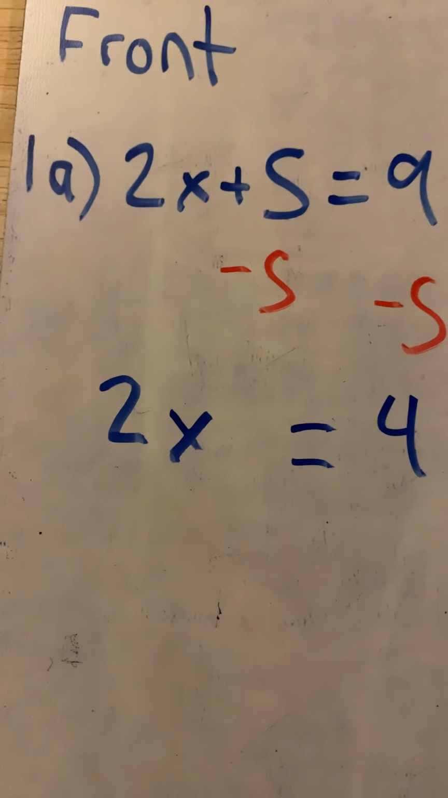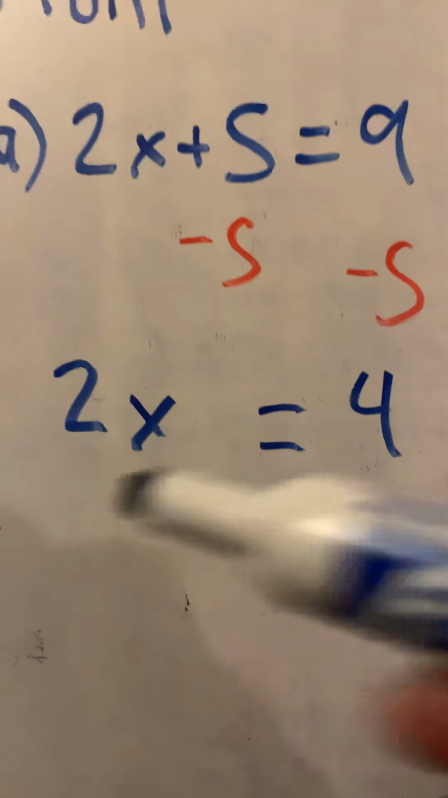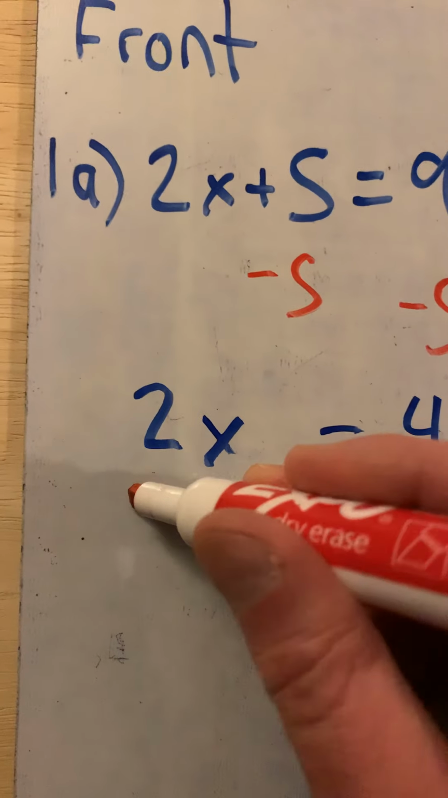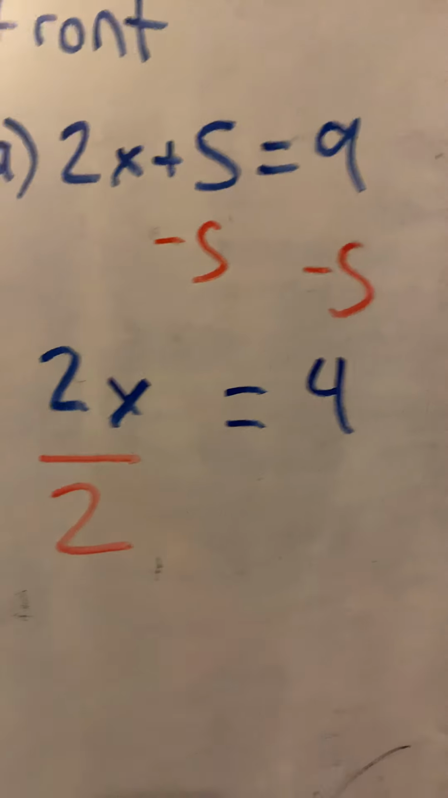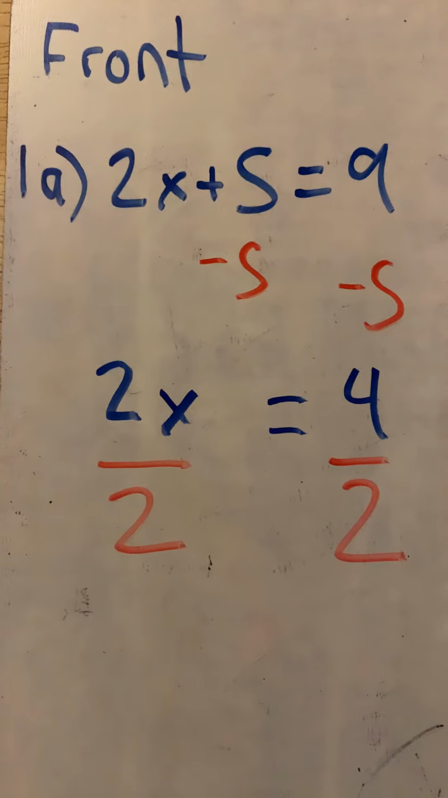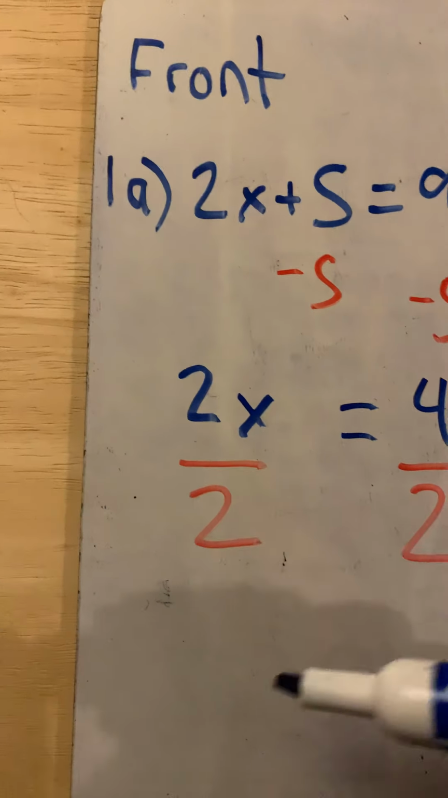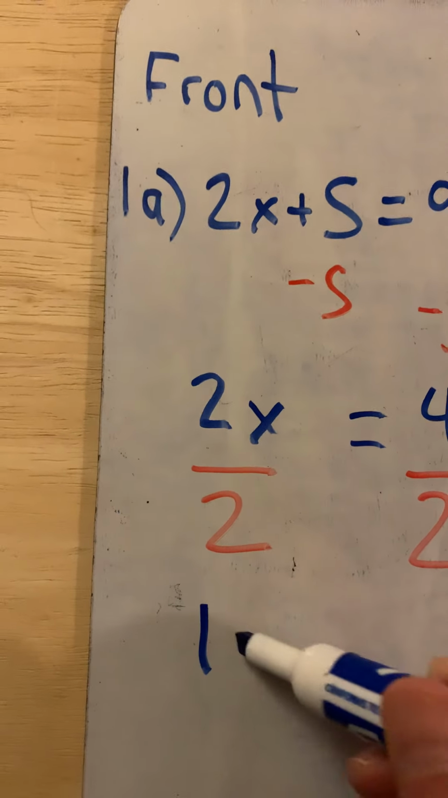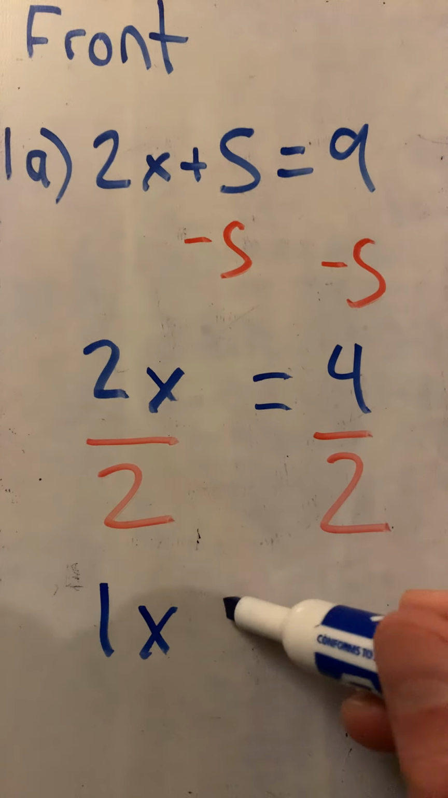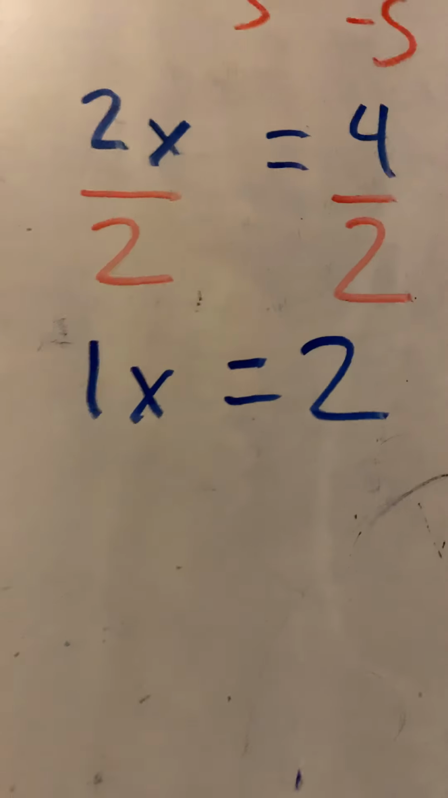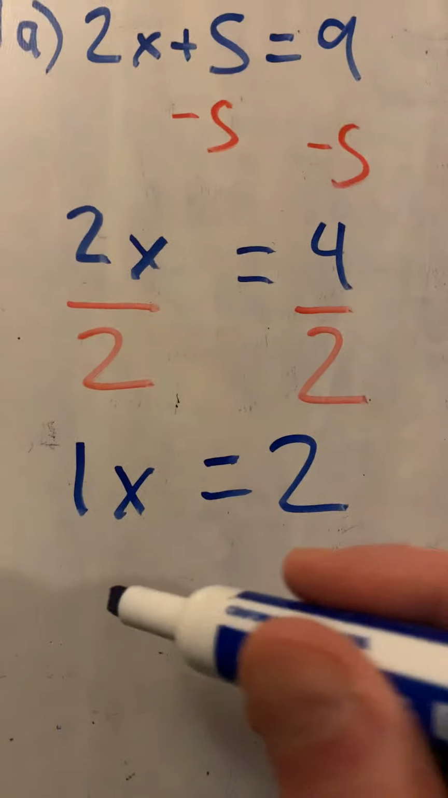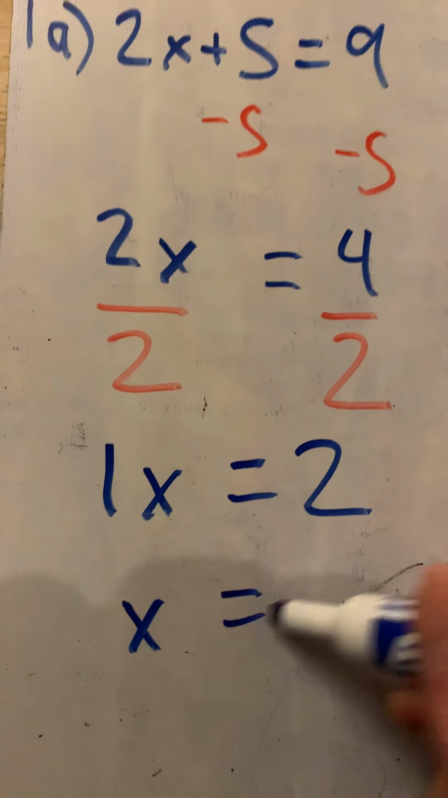Now, a lot of people forget this part. It's 2 multiplied by x, so the opposite of multiply by 2 is to divide by 2. And if we do it to one side of the equal sign, we do it to the other side. Now, 2 divided by 2 gives me 1, and I still have the variable x. And 4 divided by 2 gives me 2. 1x = 2. That's good enough. That's our final answer, but we also can just write it as x = 2.